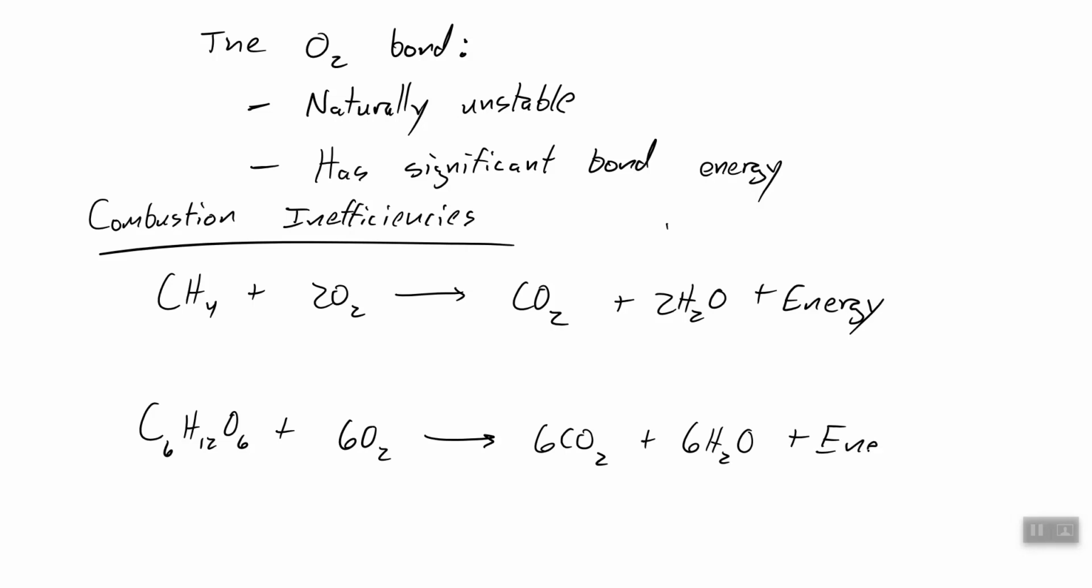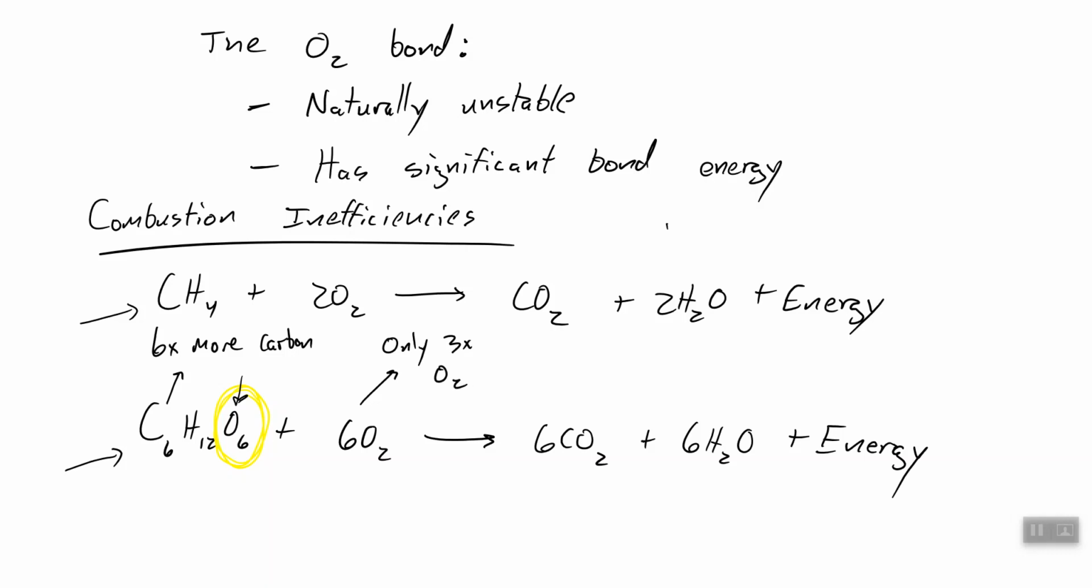Now I want you to notice some things. Number one, the most important, look at what is in our fuel. So here, with methane, we just have carbon and hydrogen. Here, with glucose, we have oxygen inside of our fuel already. Let's see what that does. So here, our glucose has 6 times more carbon. However, it has only 3 times the amount of oxygen in the combustion reaction compared to methane.